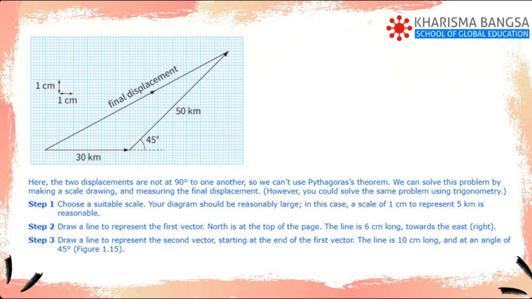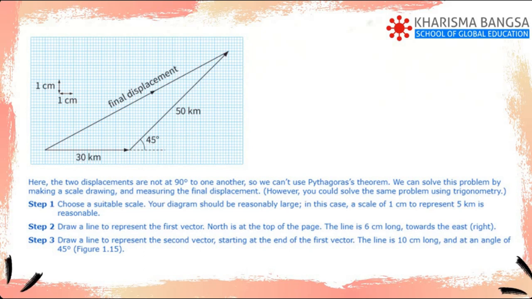After you choose the scale, you need to draw a line to represent the first vector. North is at the top of the page. In this picture, the line is 6 centimeters long. Based on the scale, it is 30 kilometers towards the east. After that, you need to draw a line to represent the second vector, starting at the end of the first vector. Here, the line is 10 centimeters long and at an angle of 45 degrees. As information, the 10 centimeters in the picture represent 50 kilometers, based on the scale.